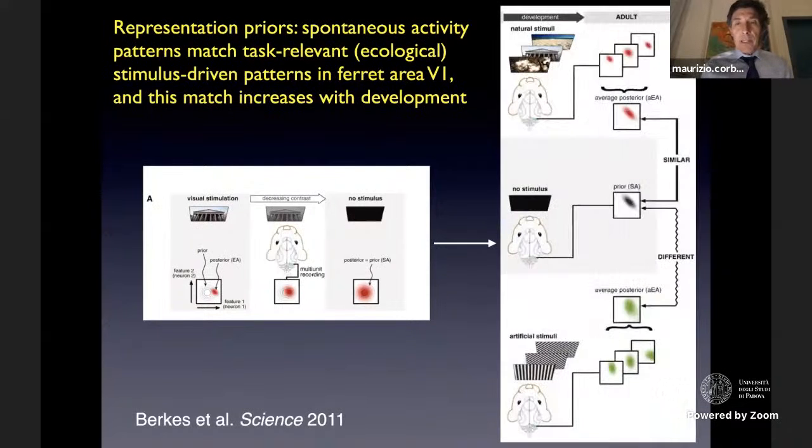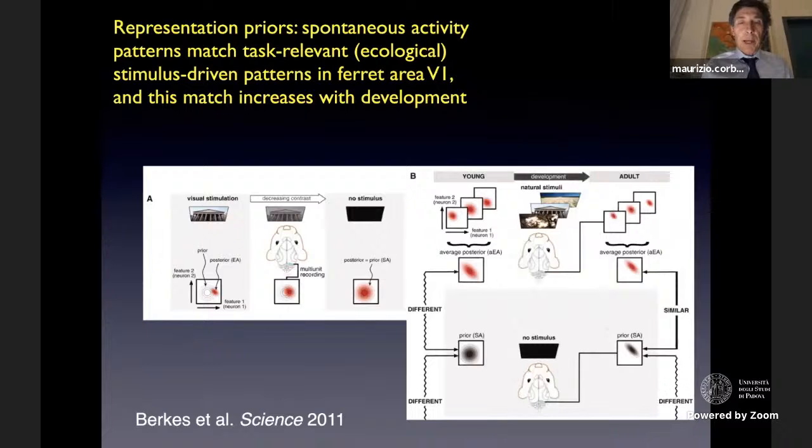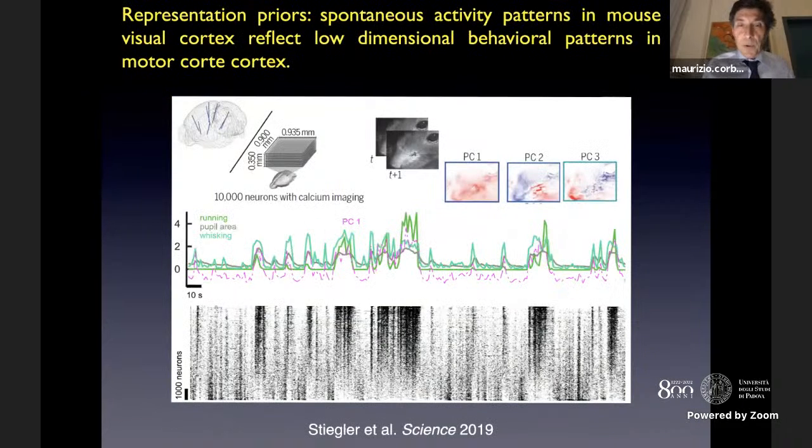Okay, I'm gonna skip this because it's a little complicated to explain, but I wanna go to this experiment, a Science paper from 2019, because it really captures what I'm talking about. This is basically 10,000 neurons recorded simultaneously from mouse cortex everywhere. The mouse is sitting in the dark, not doing anything, okay? He is moving his whiskers, moving his face, doing his little things.